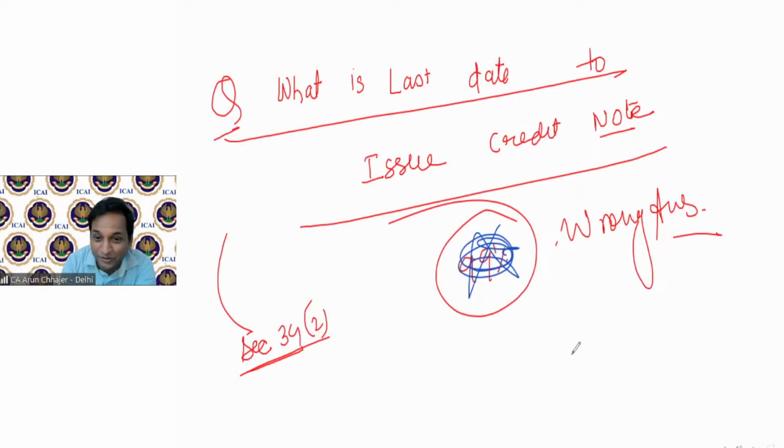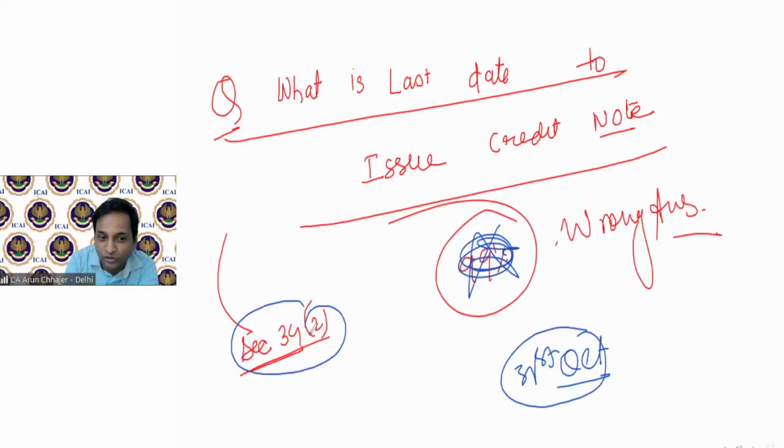The last day to issue the credit note will be October end, because 34.2 is talking about declaration of the credit note. And we will declare the credit note in the GSTR1, correct? We can declare the credit note in the GSTR1 in the month of November, so that return would pertain to October. So max to max, it can be 31st October.